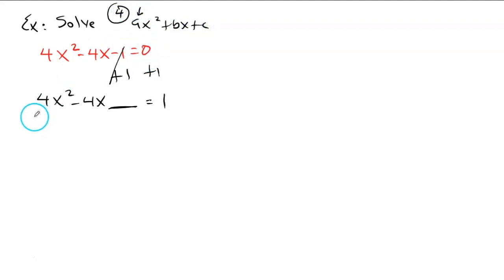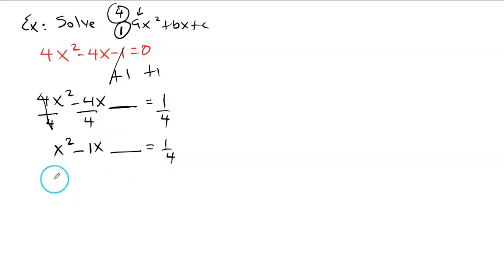Is this 4? I don't want a 4. I want to have a 1. How can I make it 1? I gotta divide by 4. If I divide, I have to divide everything by 4. And by doing this, I'm going to have x squared minus 1x equals 1 over 4.